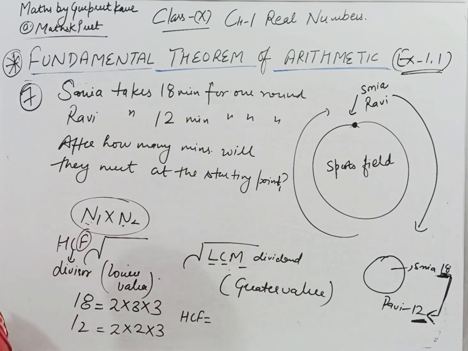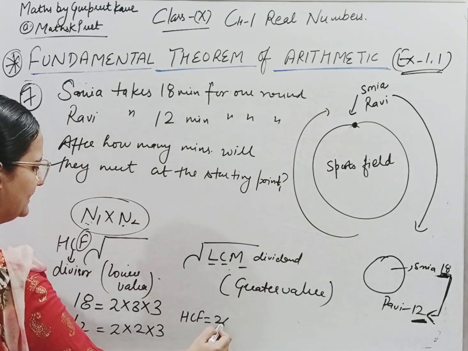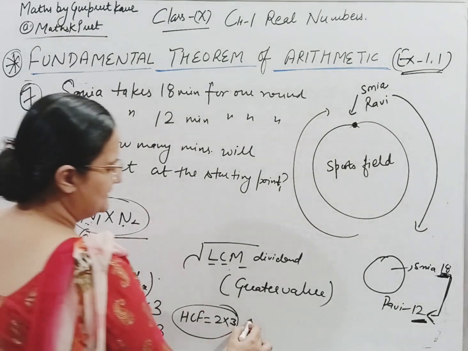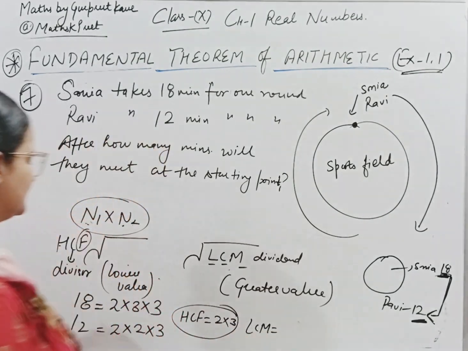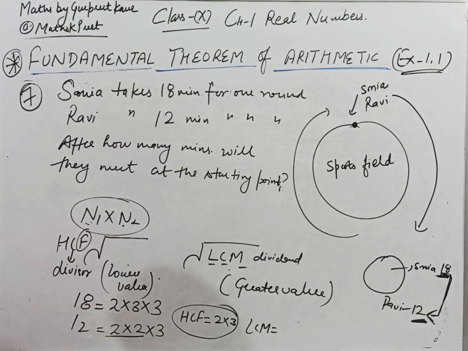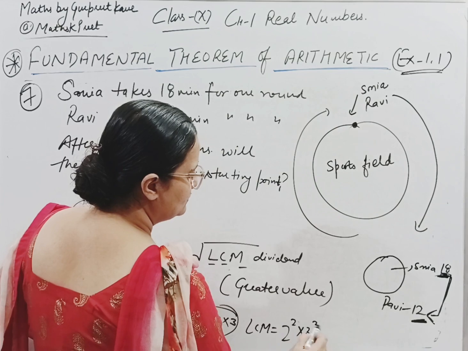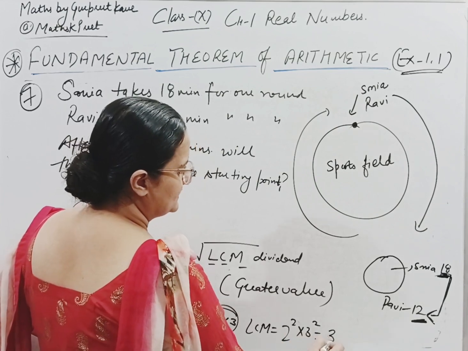So the HCF here is what? Minimum power of the common factors. What are the common factors? 2 and 3, and the minimum power of 2 is 2 and of 3 is 3. Fine. This is HCF. And LCM is what? LCM is the maximum power of all the factors. The maximum power of 2 is 2 squared and of 3 is 3 squared. So I am getting 2 squared into 3 squared, which is basically 4 nines are 36.